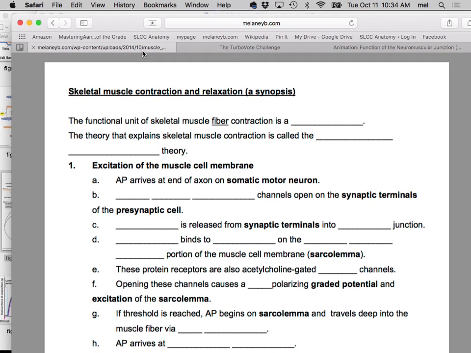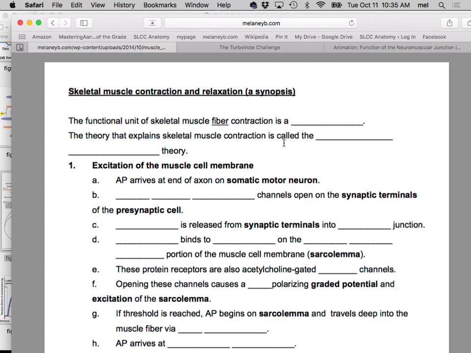Okay? You ready? We're going to start at the top. Caroline's group. The functional unit of skeletal muscle fiber contraction, the thing that contracts, is called a what? Sarcomere, exactly. Okay, now over here, Jill's group. The theory that explains skeletal muscle contraction is called the blank blank theory, and it is the only theory we have talked about the entire semester. What is it? Sliding filament theory. Good.